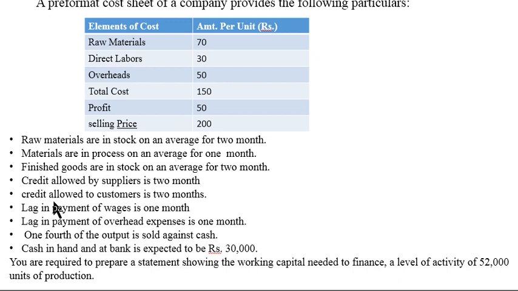Is 2 months. Credit allowed to customers. Customers is nothing but the debtors. For debtors, you have to take 2 months. Lag in payment of wages 1 month. Lag in payment of overhead 1 month. 1/4 of the output is sold against cash.